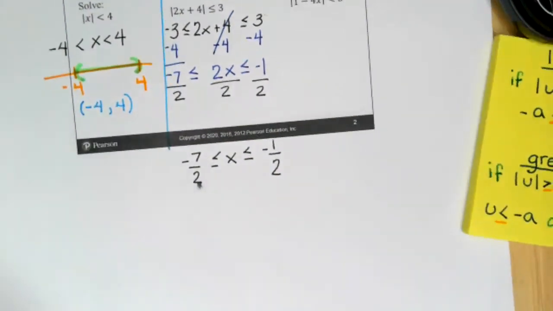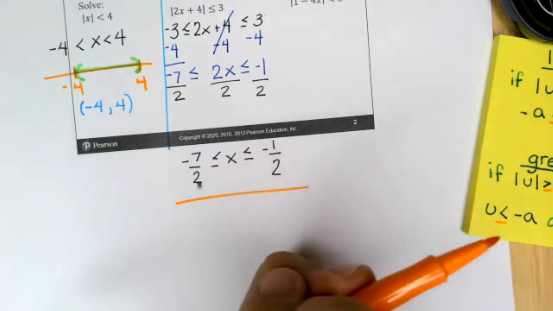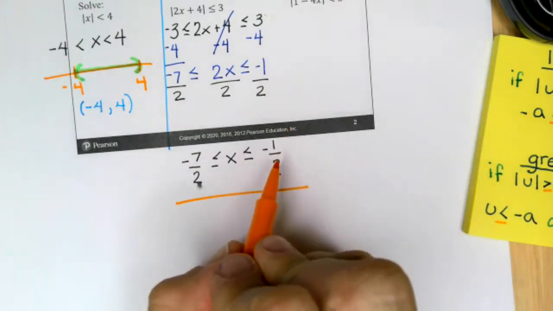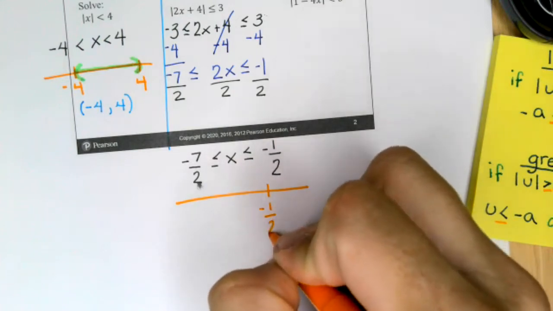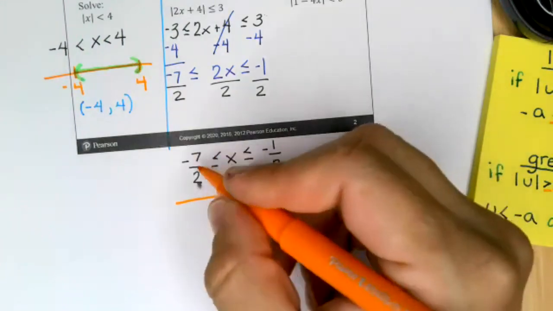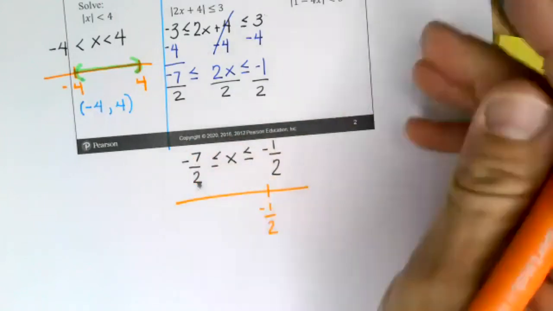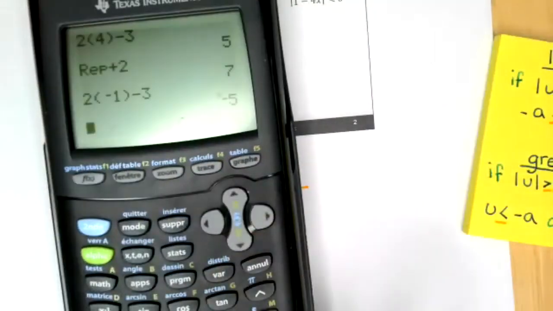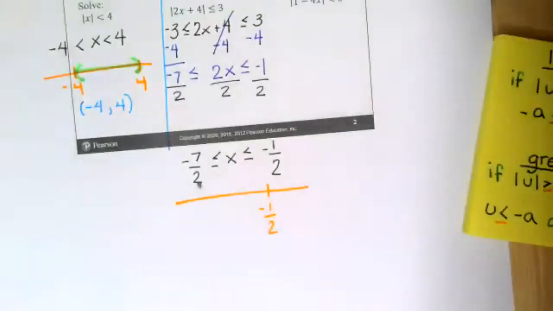Now we just graph it. Here's our line. Which one is bigger? Which one would be on this side? -1/2 is here because -7/2 is actually 3.5, right? Three and a half.